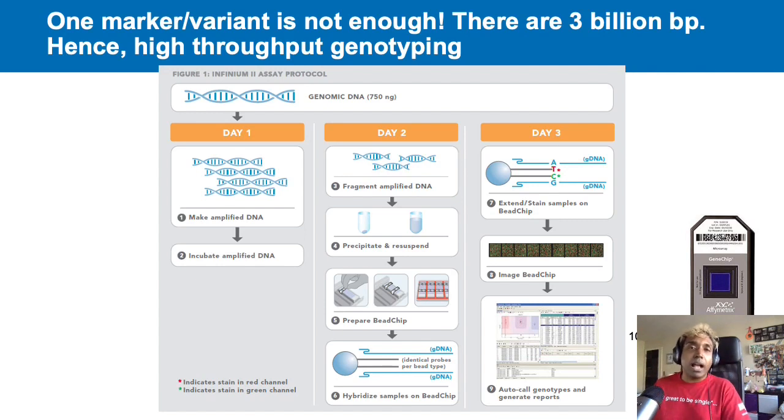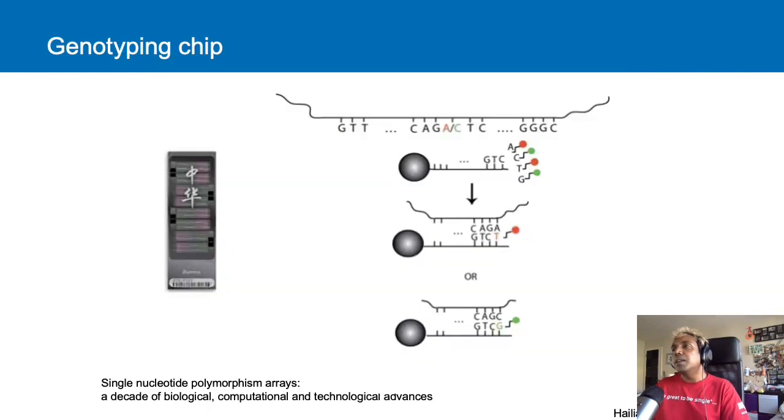hence the development of high-throughput genotyping using these chips, which are produced by Affy, and funnily, this graph here is produced by Illumina. So this is also another version of showing you how a genotyping chip works and how the hybridization protocol works.